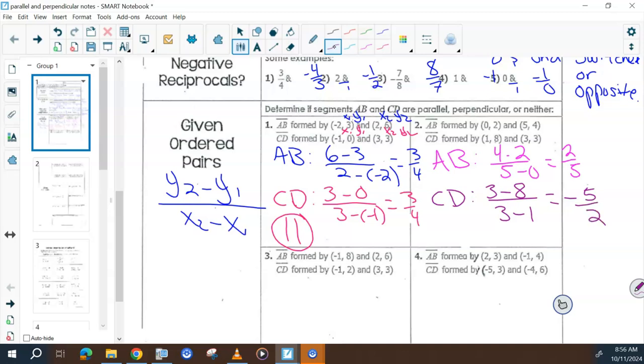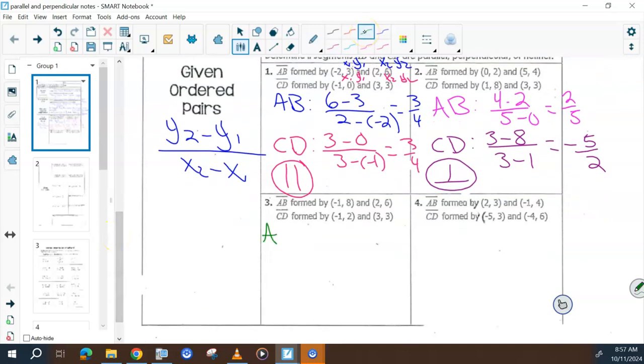Perpendicular. How do we know that? They're flipped and the signs are opposites, or negative reciprocals. So you can write out perpendicular or use this upside down T. Right. Then I'm going to show you some neither cases in number 3.